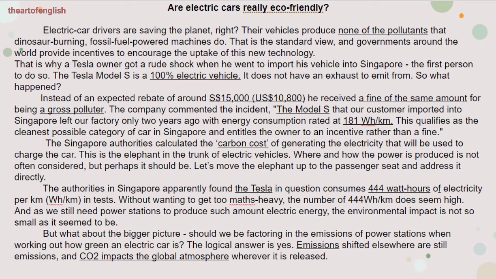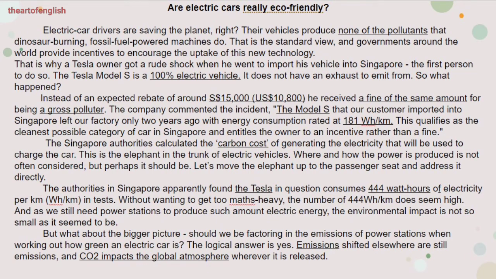like none of the pollutants, 100% electric vehicle, $15,000 Singapore, a fine of the same amount, a gross polluter, the Model S, 181 kilometers per hour, and then carbon cost, the Tesla, 444 watt hours of electricity, emission, and CO2 impacts the global atmosphere.